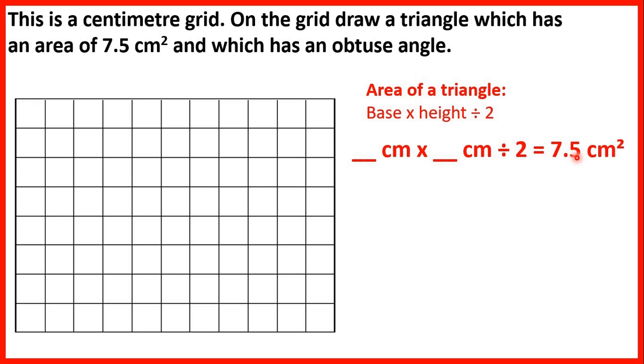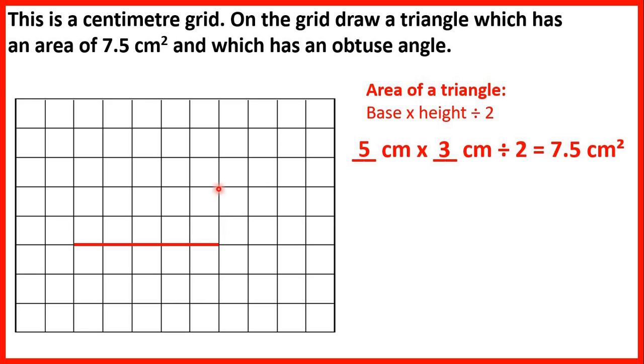Well, if we multiply 7.5 by 2, that gives us 15. So the product of these numbers needs to be 15. So we can have 5 and 3, because 5 times 3 is 15, divided by 2 is 7.5. So we can draw a triangle that has a base of 5 centimetres and a height of 3 centimetres. But our triangle needs to have an obtuse angle. So remember, an obtuse angle is larger than a right angle, more than 90 degrees.